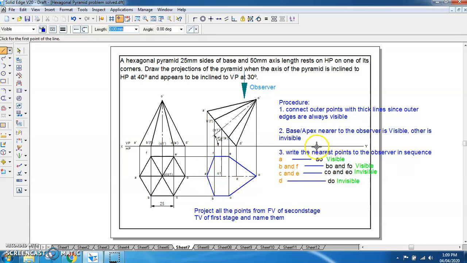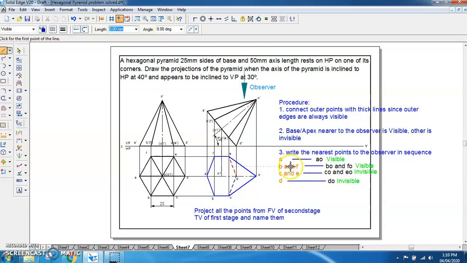The second step: the apex or base nearer to the observer is visible. So if the observer is here, this apex is nearer to the observer. So the apex side is visible and the base is invisible. Already E, F, F, A, A, B, B, C are the edges which we have marked. The remaining edges, E to D and D to C, will be invisible. Like this we will be marking the invisible edges.